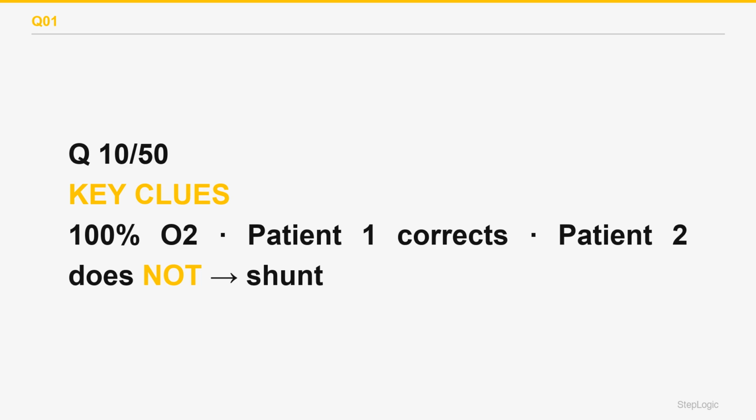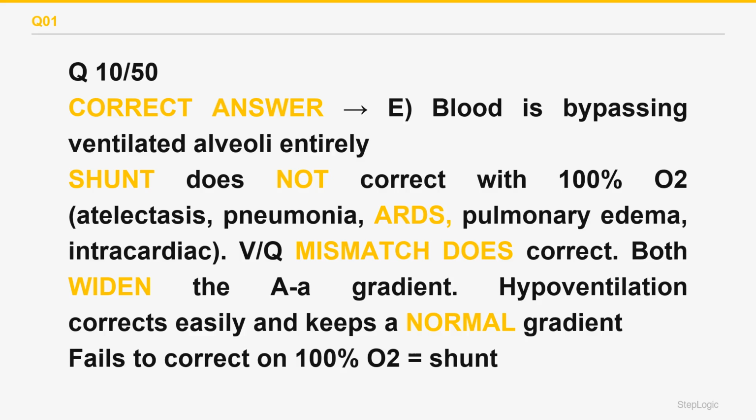That blood never meets oxygen at any inspired concentration, so it returns to the left heart desaturated no matter what the mask delivers, and the PaO2 barely moves. Choice C, wrong. The correct answer is E. Choices A and D fail on the same point. Hypoventilation is the one mechanism that responds beautifully to supplemental oxygen and leaves the AA gradient normal, the opposite of patient 2 on both counts.